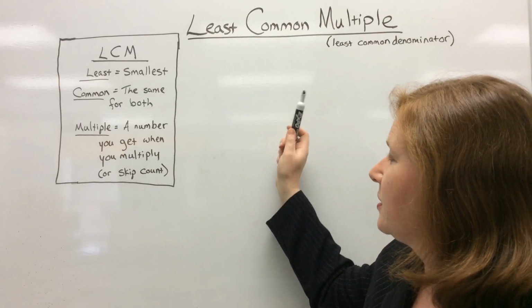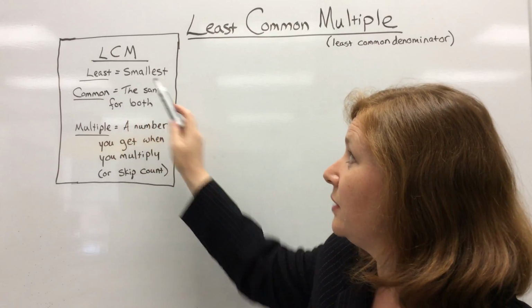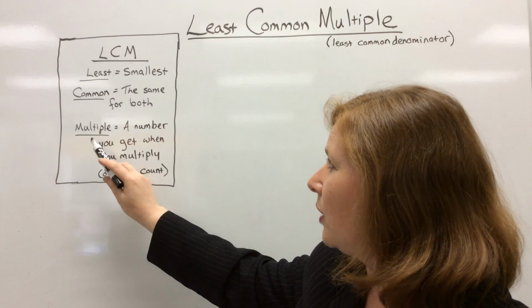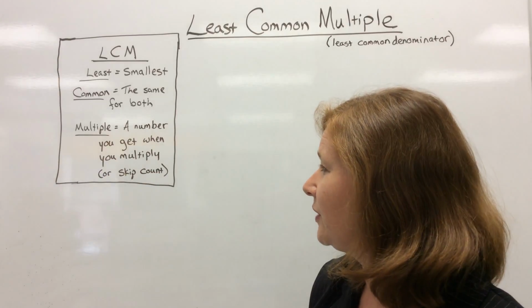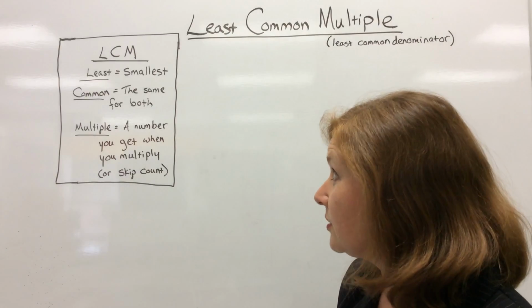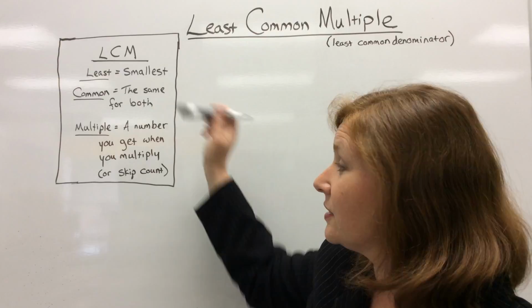So least common multiple is sometimes represented by LCM. Least means the smallest, common means it's the same for both, and multiple means it's a number you get when you multiply or skip count. So least common multiple is the smallest number you can get when you multiply that is the same for both.